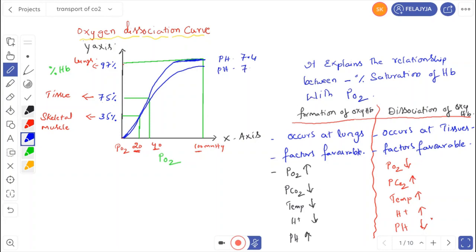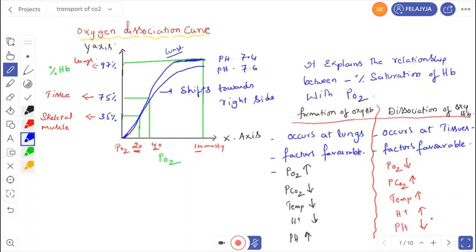The pH will be 7.6. So the curve shifts towards the right side. Why is the curve shifting towards the right side? Due to breakdown of oxyhemoglobin. The dissociation of oxyhemoglobin occurs at the tissues due to low partial pressure, so the curve shifts towards the right side. Generally the curve shifts towards the left side at lungs, where the partial pressure of oxygen will be more. So this is about the oxygen dissociation curve.